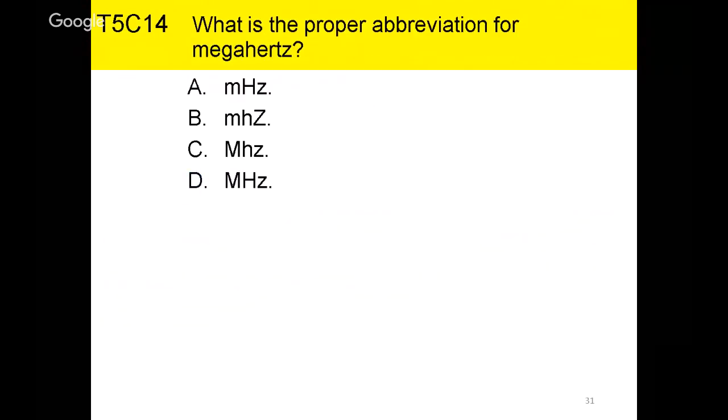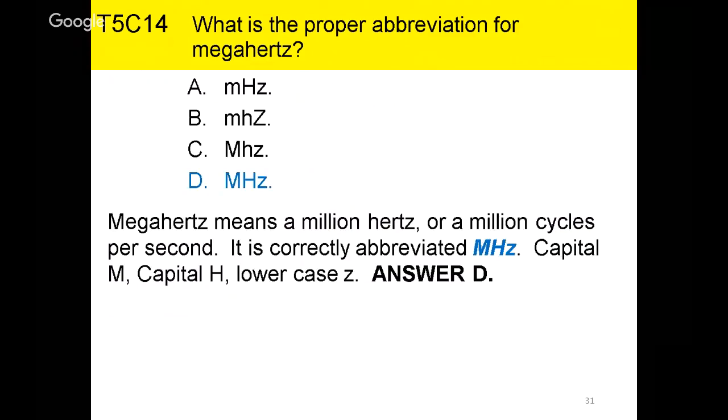So what is the proper abbreviation for megahertz? Look at this very carefully, because sometimes you might look at this and say, oh yeah, okay, hertz has to be capitalized, you might think it's A. No. M also has to be capitalized in this case. So D is the correct answer. Capital M, capital H, little z. Same thing with kilohertz, capital K, capital H, little z.